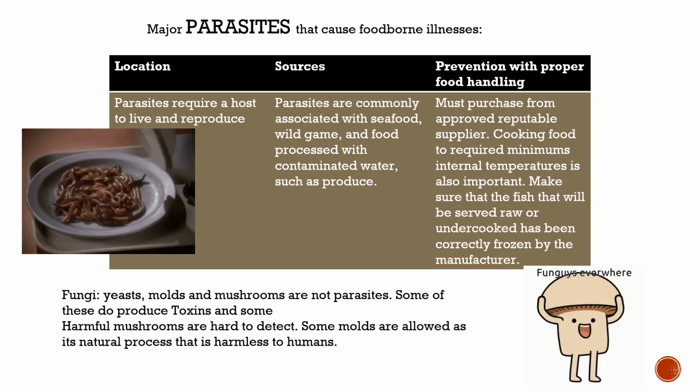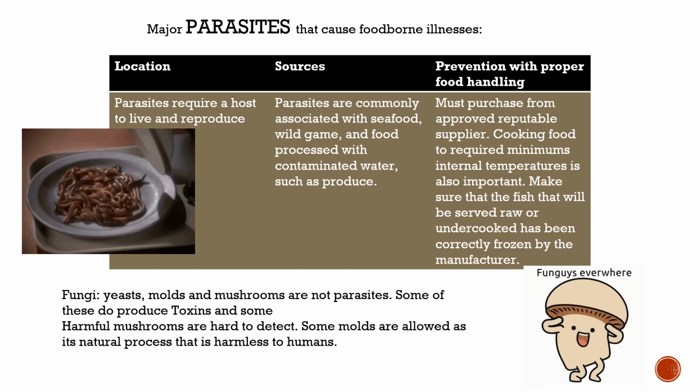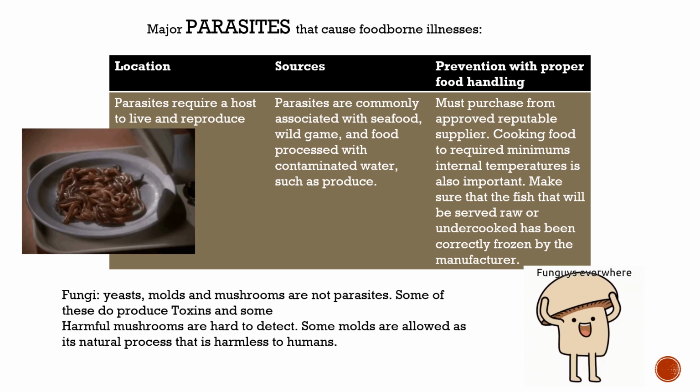Next, we have major parasites that cause foodborne illnesses. Now, parasites require a host to live and reproduce. Some parasites could be the worms. Oh God, I just hate to even think of them, they're just so disgusting. But they do live. They survive the gut, and they thrive in our bodies because we become their hosts.